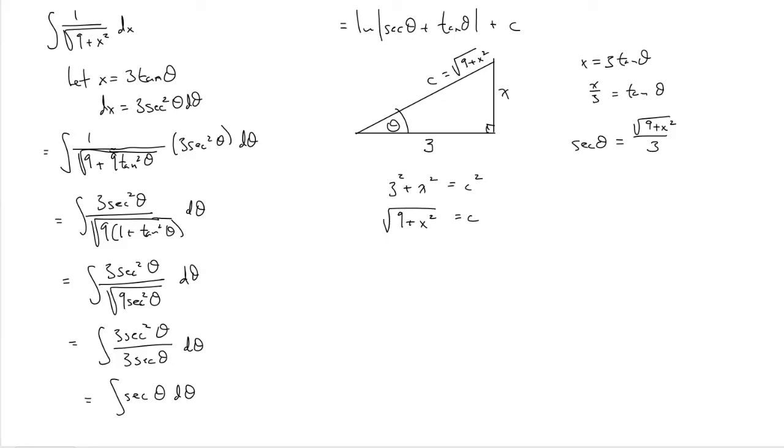We're finally ready to answer the problem. And we get that the answer is the natural log of the absolute value of square root of 9 plus x squared over 3 plus x over 3, all plus a constant. If you wanted to, you could combine those two fractions since they have the same denominator, but it's not necessary. Good enough as is. We've done plenty of work. Done. Just one more brief thing to say here before we move on.